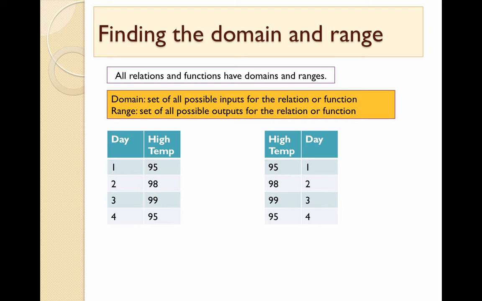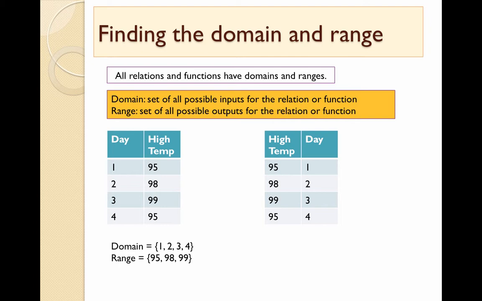When we have data in a table like this, the left-hand-most column we generally take to be the inputs. So our domain consists of the different days, day 1, day 2, day 3, day 4. And our range consists of the outputs, 95, 98, 99, and 95. So all the temperatures.